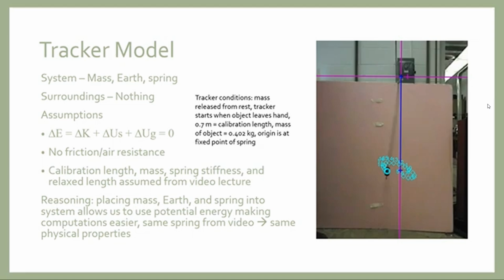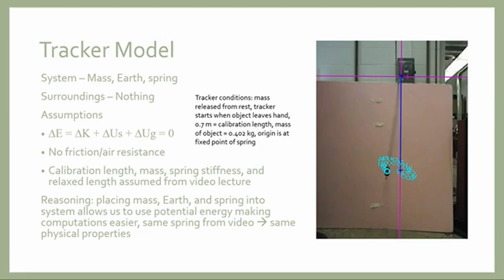In the experiment, the system was a mass, earth, and spring, and the surroundings were nothing, as I included everything in the system. I chose the tracker model so that the origin was at the fixed point of the spring, and the y-axis was collinear with the spring at rest position.